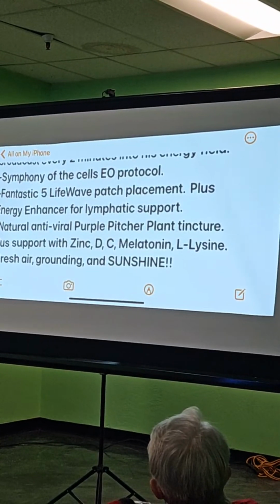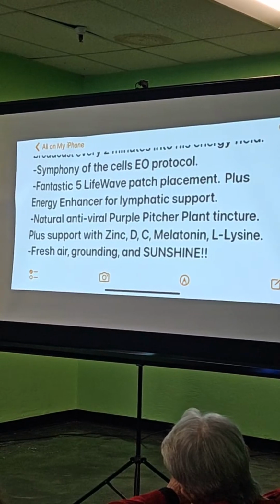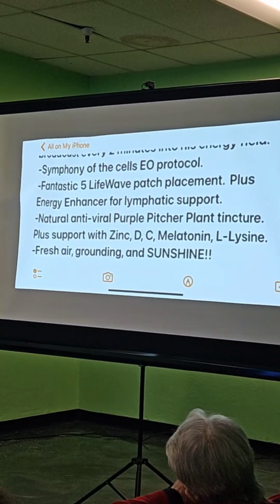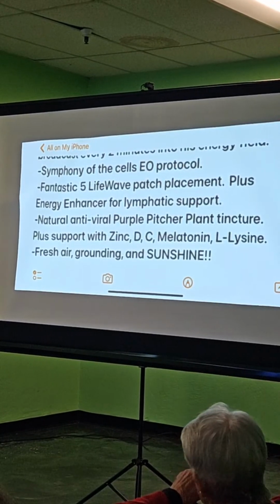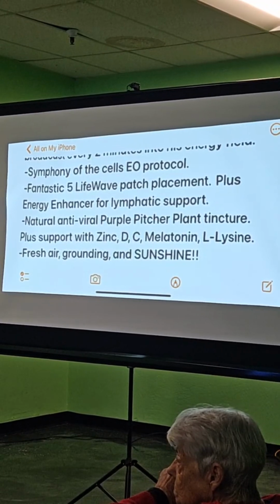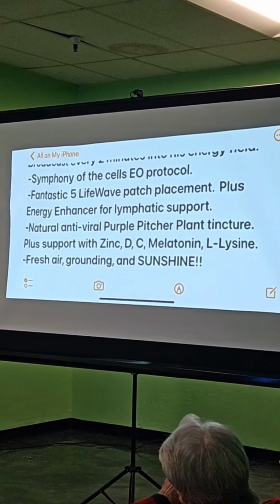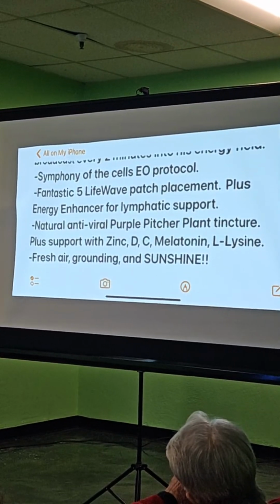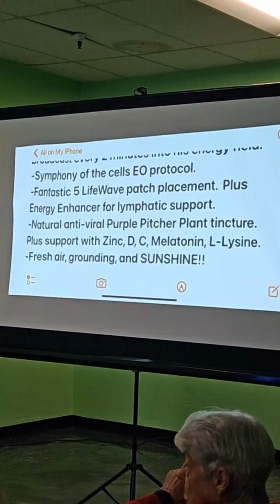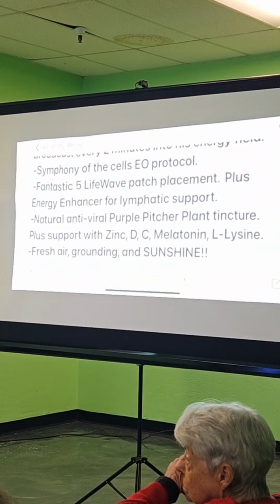I also muscle tested him for the natural antiviral purple pitcher plant, which I happen to have 5 bottles of in my house, which was interesting. The protocol for shingles, I usually use artemisinin. I usually use wormwood. My dad did not positively test for wormwood, but he did for this. And then we did zinc, D3, melatonin, and lysine. And fresh air, grounding, and sunshine. This was the most difficult part of the treatment for my father.